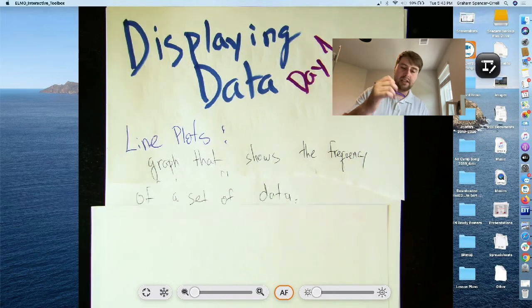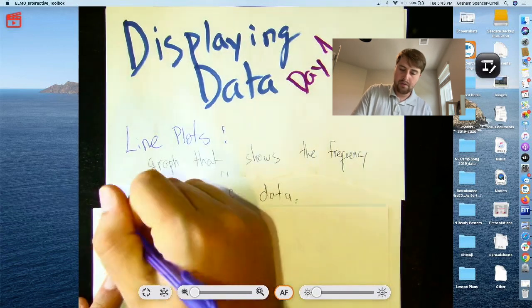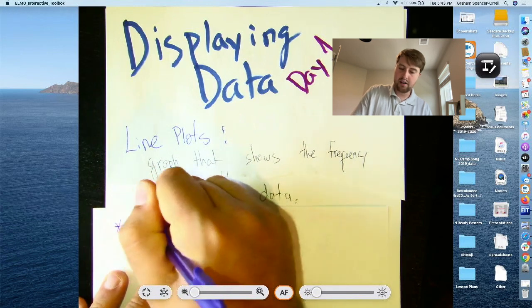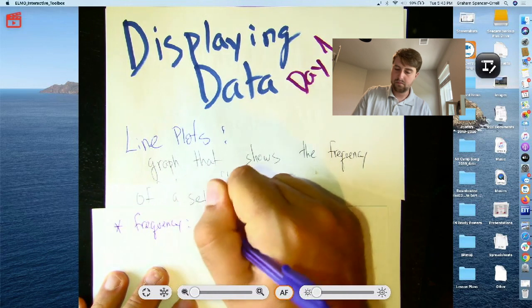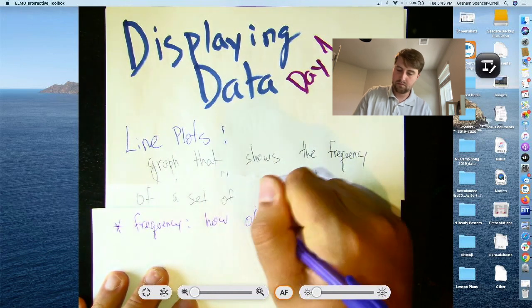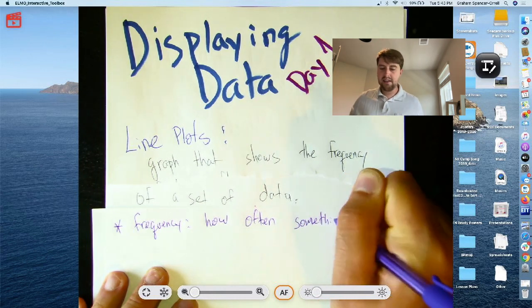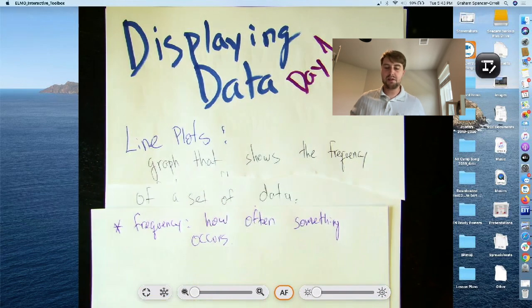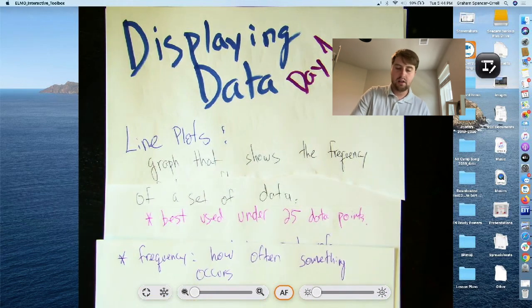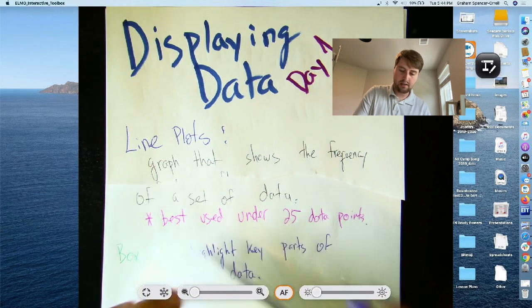We do want to make a note here, and I forgot to squeeze this in. Frequency is how often something occurs. And it is best used under 25 data points. That would be perfect for, let's say, ages in our math class.